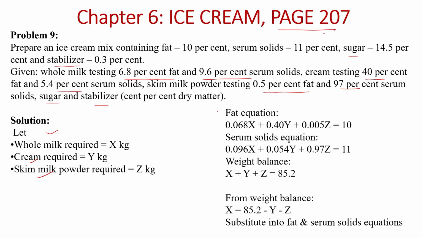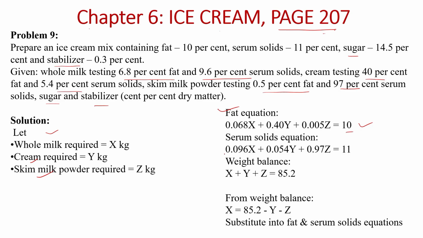So we will first write the three equations. One is the fat equation. Say whole milk required is x kg, cream required is y kg, skim milk powder required is z kg. We have assumed that x, y, z are the quantities of whole milk, cream and skim milk powder that are required. So the fat equation will be 6.8%, that is 0.068 of whole milk, that is x, plus 0.40 of cream, plus 0.005 of SMP, that is 0.5%, and this total fat should come to 10%, that is given for 100 kg mix. So we have this equal to 10.